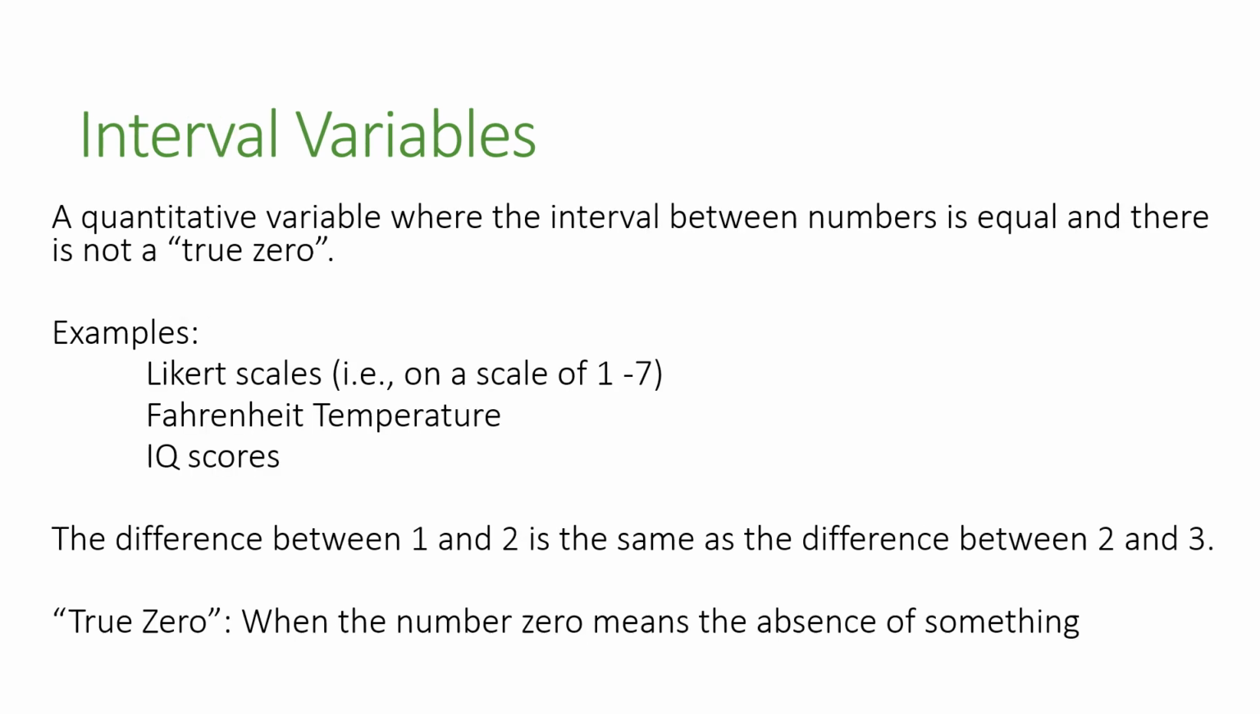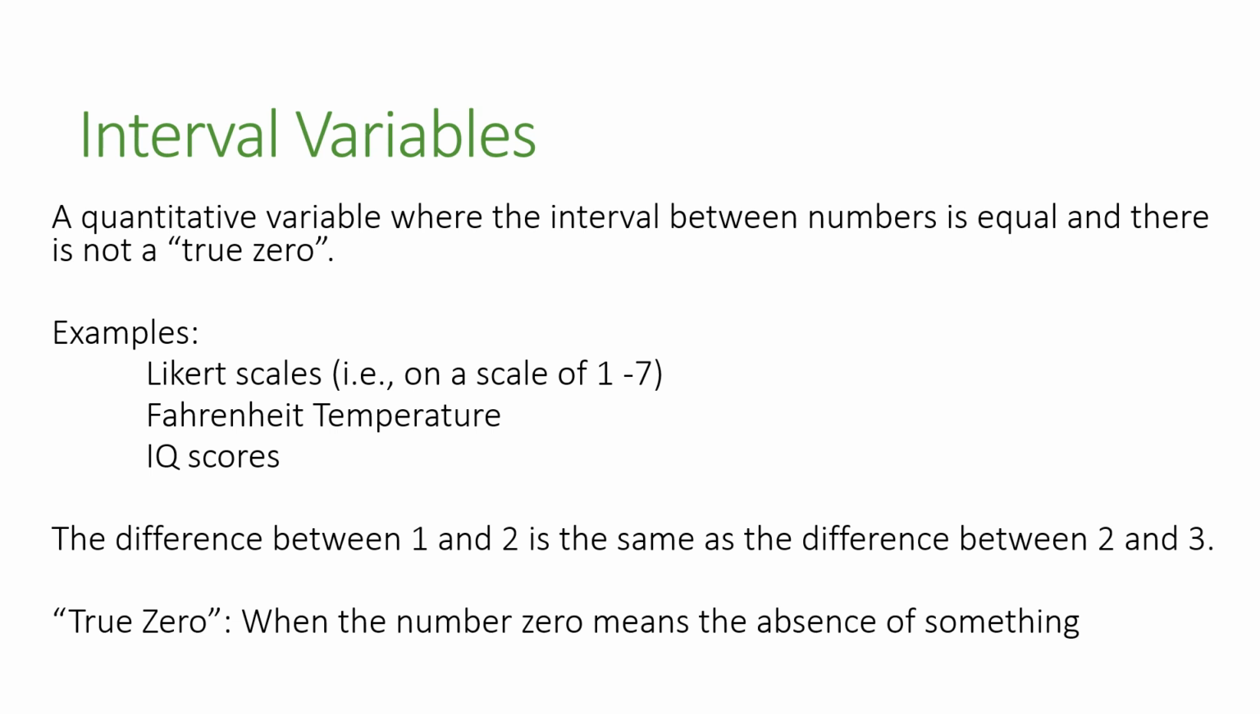This limitation leads us to our third scale of measurement, which are so-called interval variables. So again, these are quantitative variables. These all are. That simply just means numerical, where the interval between numbers is equal. So the difference between 1 and 2 is the same as the difference between 2 and 3. And, very important, there is not a true zero.